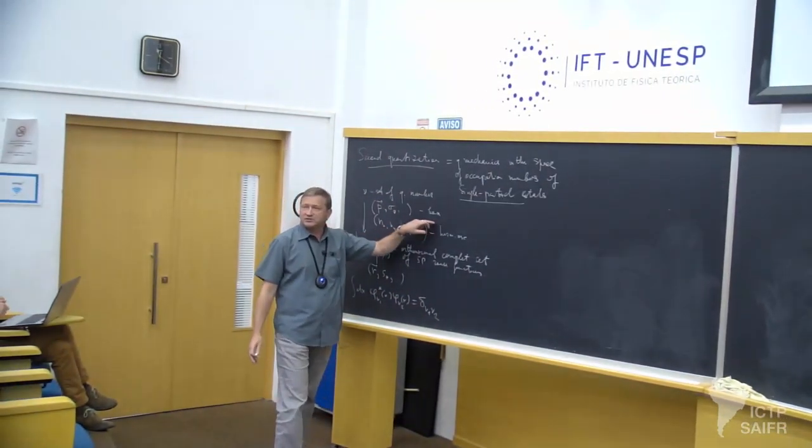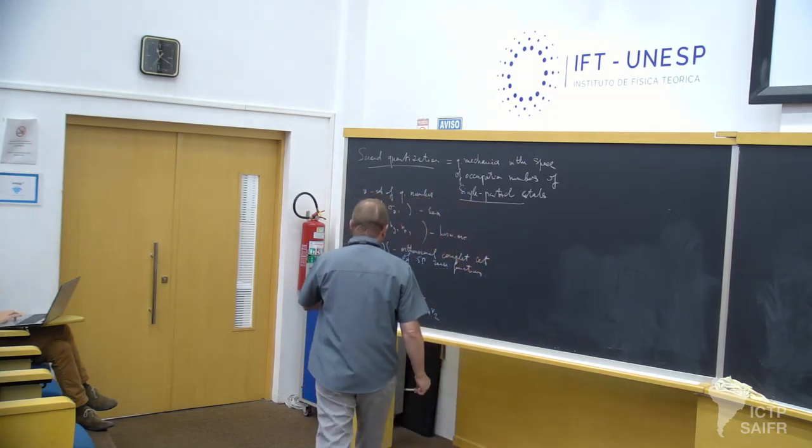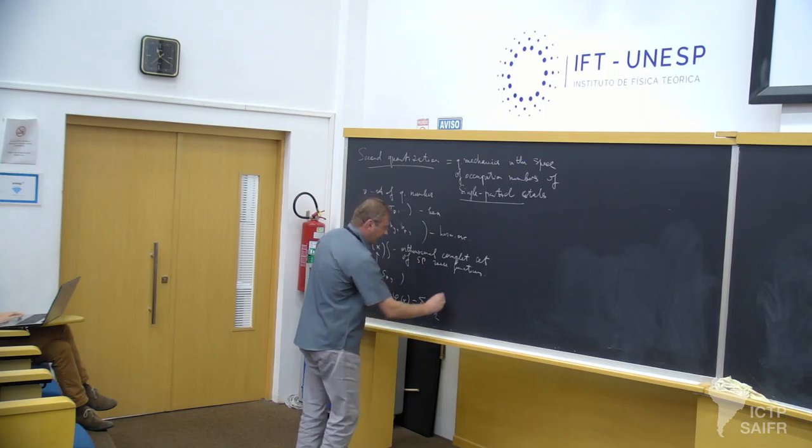We will work in a box, so there will be no problem. We just write 1 over the square root of volume. And this is one criterion. This is orthonormal.